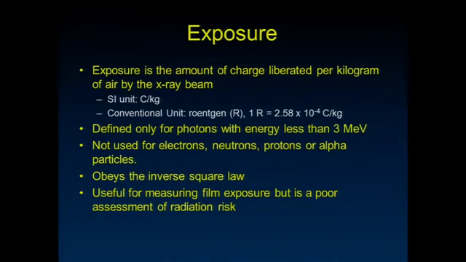You could put a little ionization chamber with some air in it and put that in front of the X-ray beam and see how much charge was liberated by just measuring the current that flowed across the anode and cathode of that ionization chamber. So it was something that could easily be measured. And it's really only defined for photons with energy less than 3 MeV.